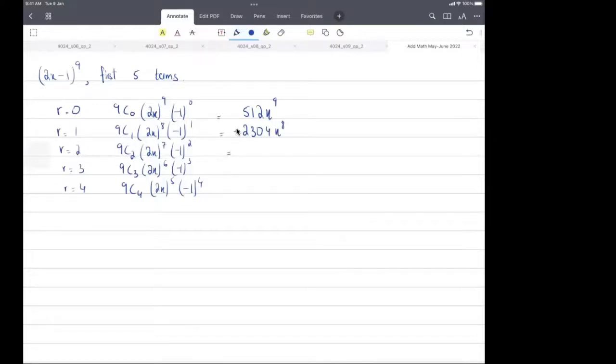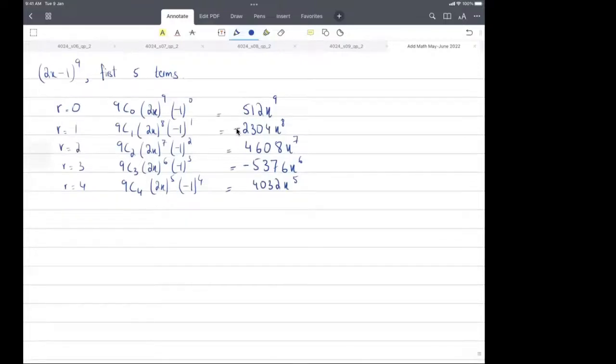ठीक है, 9c2 into 2 raised to the power of 7. So now we're looking at 4608 x to the power 7. फिर आ गया 9c3 into 2 to the power 6. So now we're looking at minus 5376 x to the power 6. Now we're looking at 9c4 into 32. So we're looking at 4032 x to the power 5.